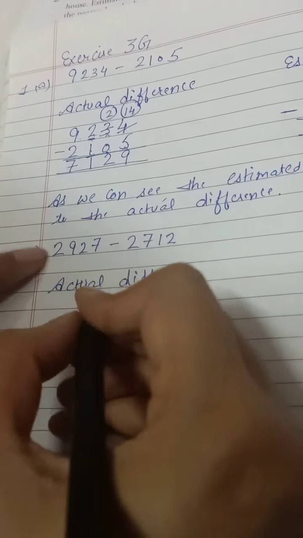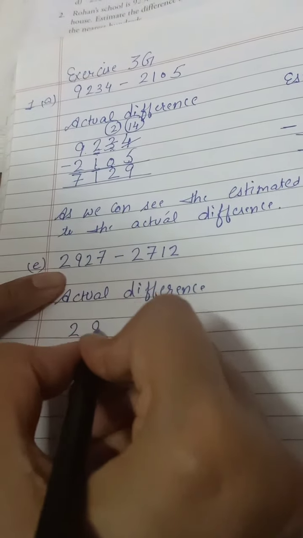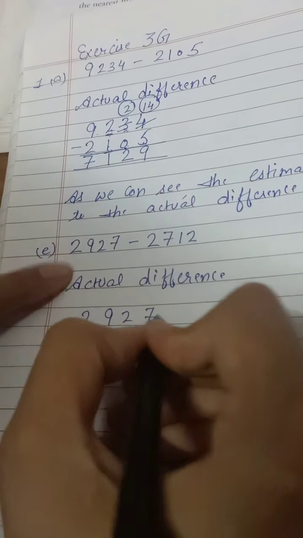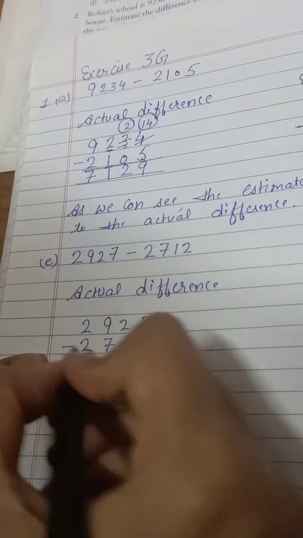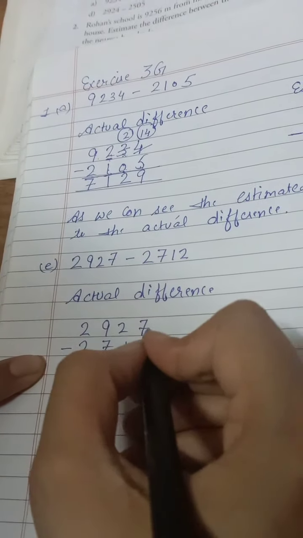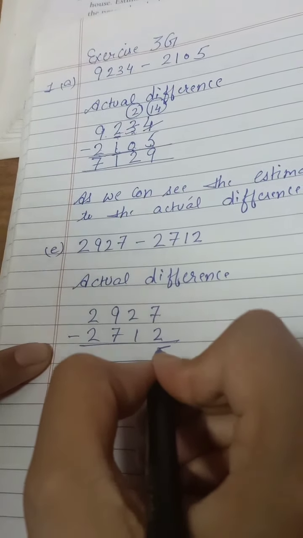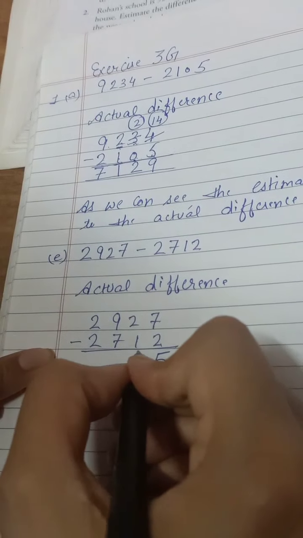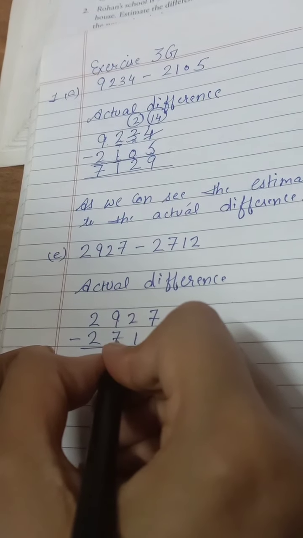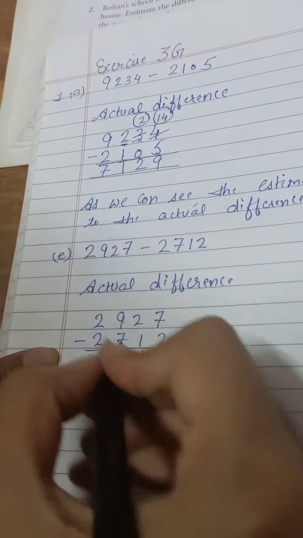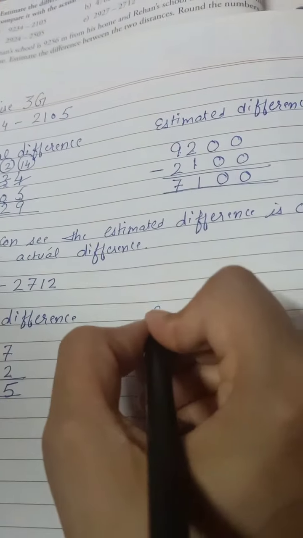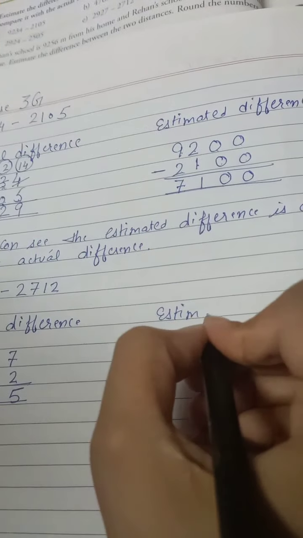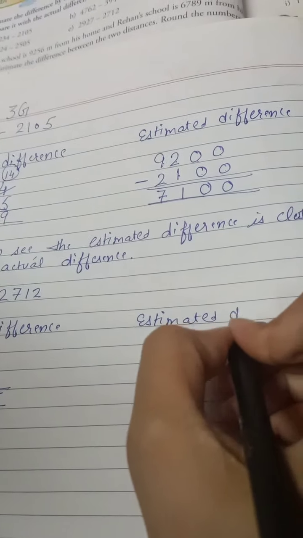Write the first number 2927. Next number is 2712. Now find the difference. So 7 minus 2, 5. 2 minus 1, 1. 9 minus 7, 2. 2 minus 2, 0. Similarly, here we will find the estimated difference.